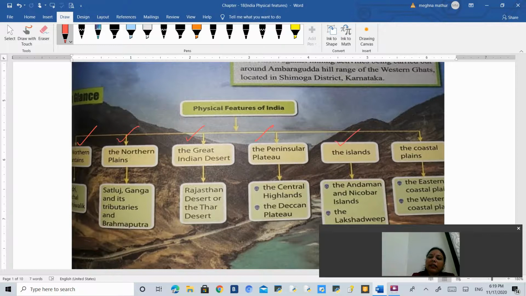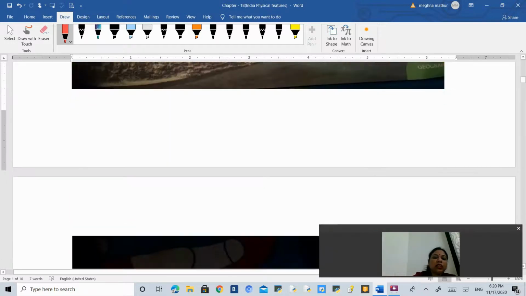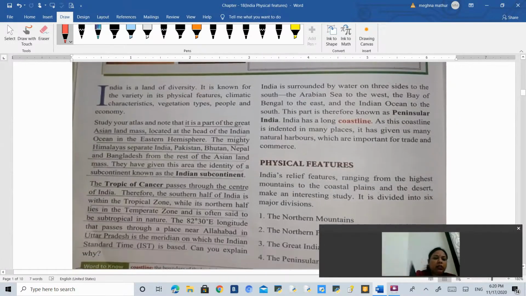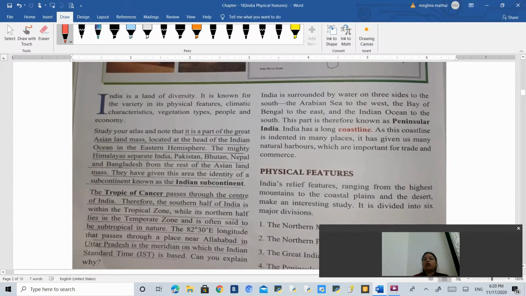Then we have islands. We have Andaman and Nicobar Island, Lakshadweep Island, which are also part of India only. And then we have a huge coastline. That is why the coastal plain area is there. We have the eastern coastal area, and then we have the western coastal area. So these are part of India only. Okay, so these are the six major important parts of India. Now, before talking one by one about all these physical features, let us understand about India only.